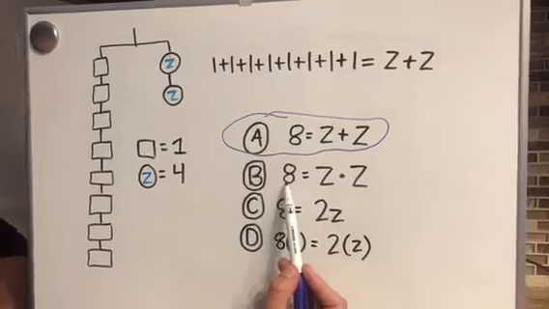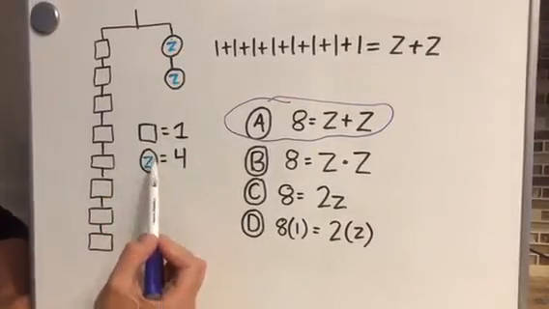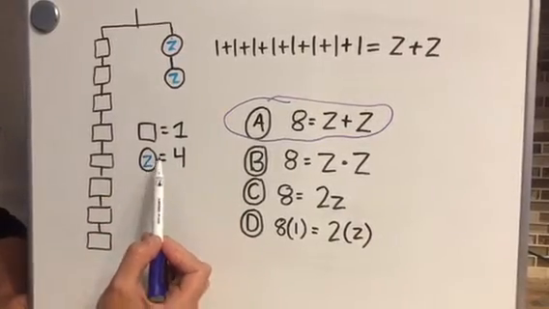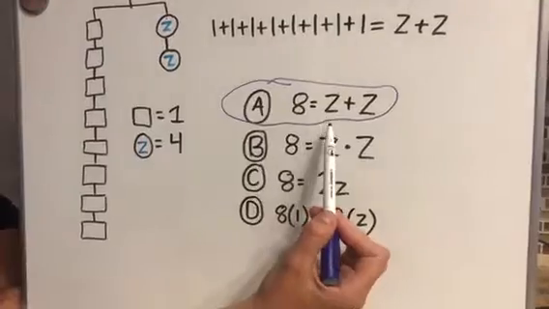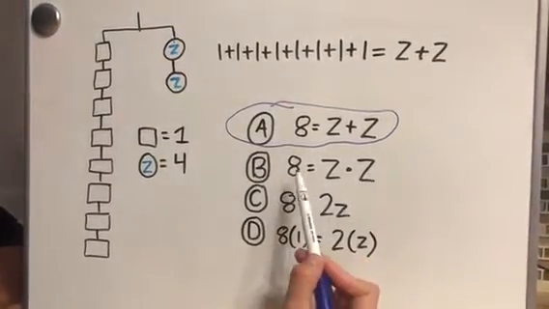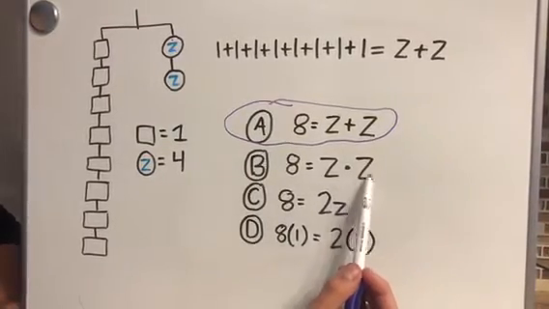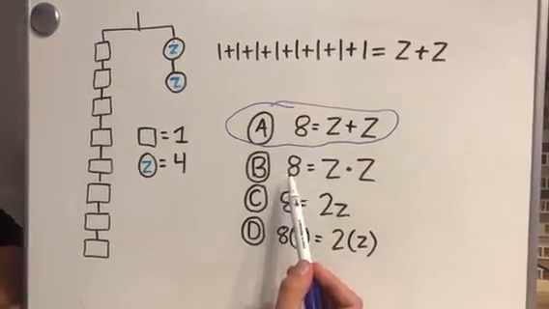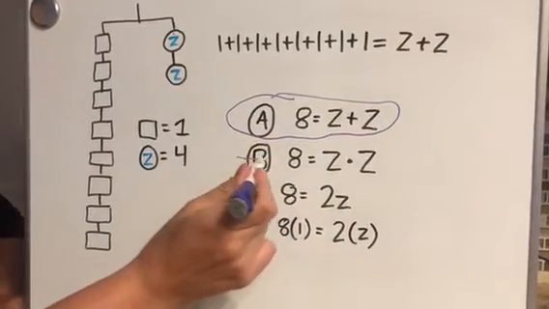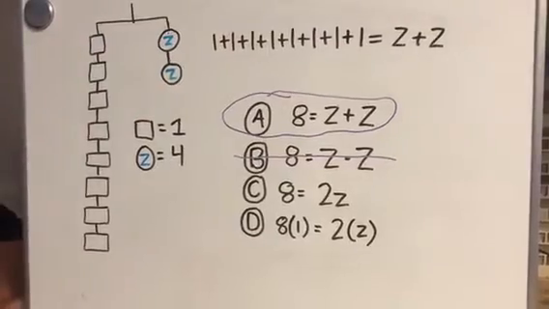Let's take a look at B. We've got 8 equals z times z. Same thing, circles or z equal 4. So if we plug 4 in for z, that's saying 4 times 4 equals 8. 4 times 4 equals 16. That does not equal 8. Therefore, this equation does not fit our hanger.